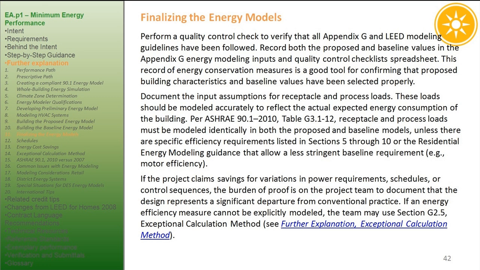If the project claims savings for variations in power requirements, schedules, or control sequences, the burden of proof is on the project team to document that the design represents a significant departure from conventional practice. If an energy efficiency measure cannot be explicitly modeled, the team may use Section G2.5, Exceptional Calculation Method. See further explanation, Exceptional Calculation Method.